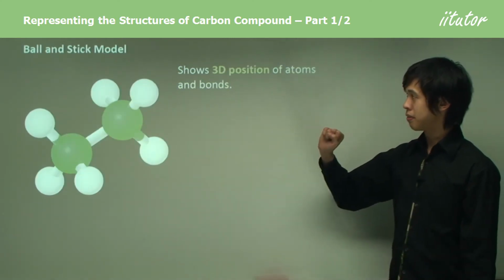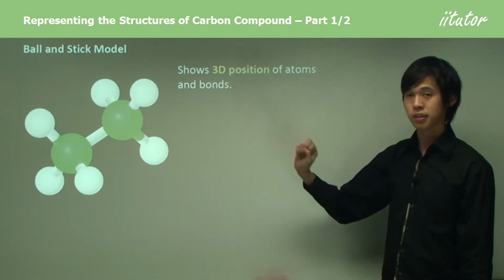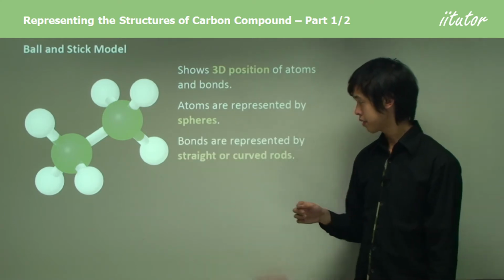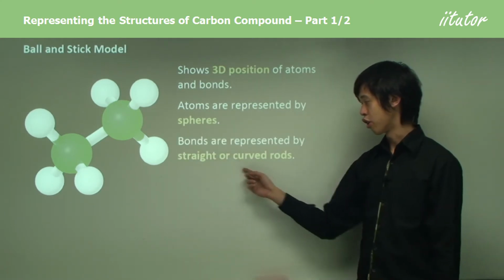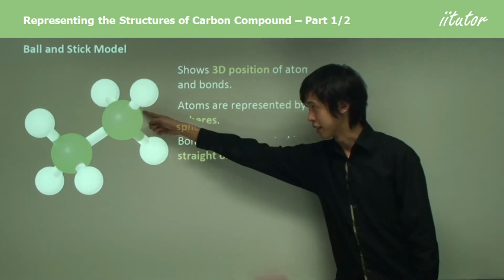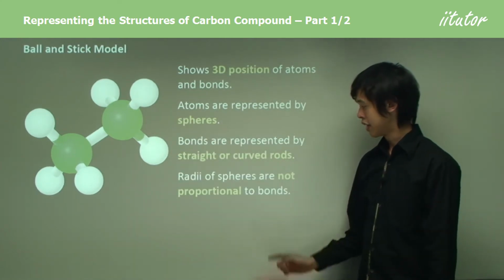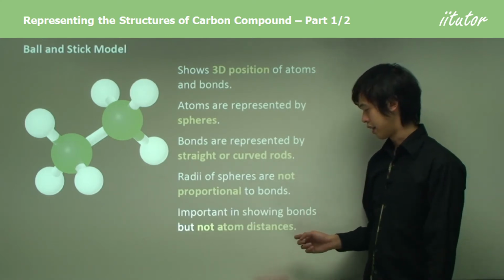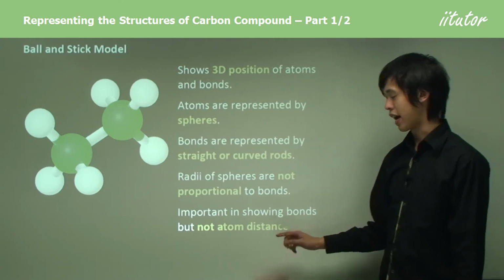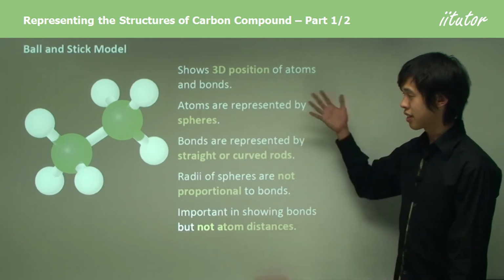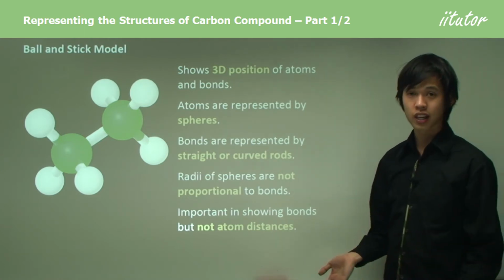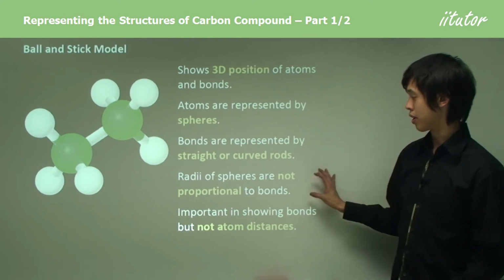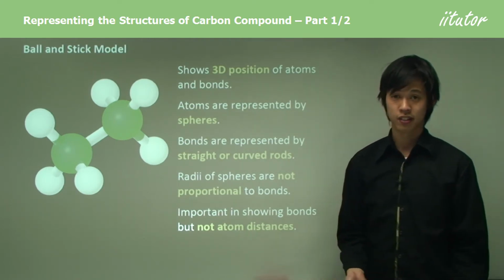So the ball and stick model shows the 3D position of atoms and bonds. Okay, and atoms are represented by spheres again, and bonds are represented by straight or curved rods. So in this case, the rods being these parts. Okay. So radii of spheres are not proportional to the bonds. It's important in showing bonds, but not atom distances. Okay. So the ball and stick model has the advantage that it shows you the bonding structure explicitly, but it doesn't show you atom distances, nor does it show you the proportionality between the radii of the spheres. Okay.